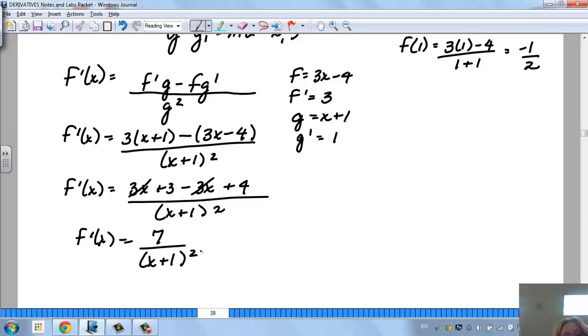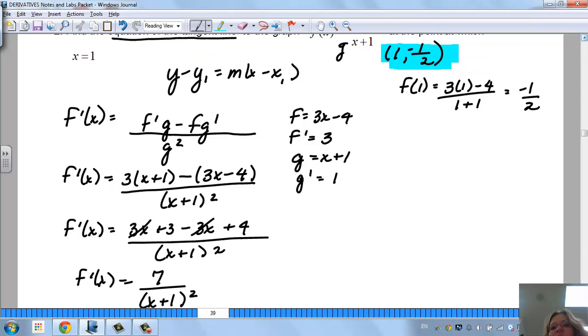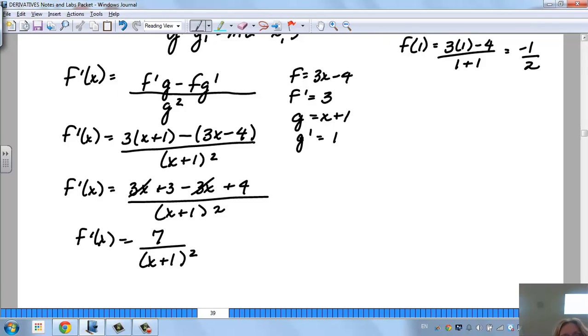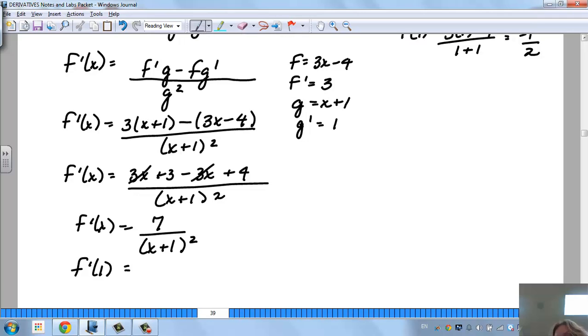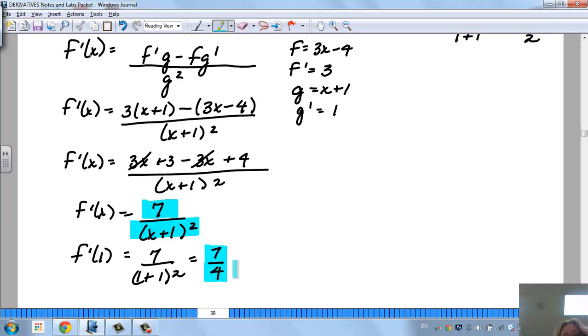All right, so we found the derivative function, but we want to know the slope of our line. So you're saying, okay, derivative slope, but we want to find it when, right up here, when x is 1. So we actually have to find f prime of 1 to see what the slope is at 1. Don't ever put the x's in your equation. But this is the derivative function. That is correct. So I do 7 over 1 plus 1 squared, or 7/4. That is our slope at 1.